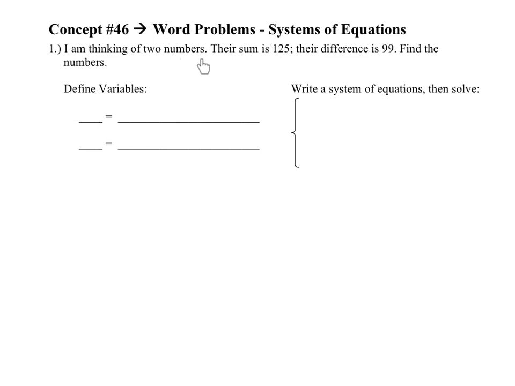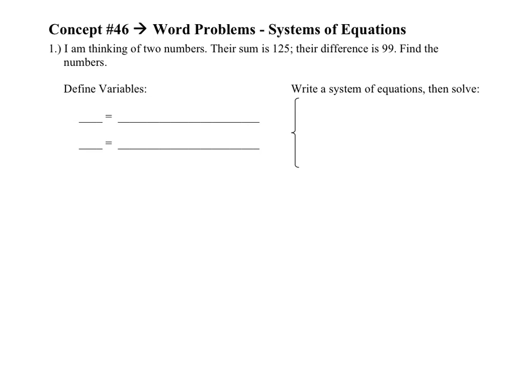I'm thinking of two numbers. Their sum is 125 and their difference is 99. Find the numbers. So I'm given two totals, which means that I'm going to end up having to have two different equations. The other thing is that I'm not saying the first number is 2 times the second number. So there's no comparison happening.